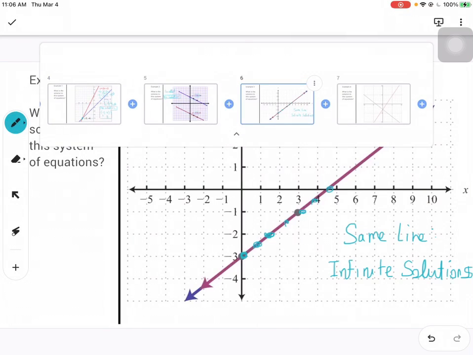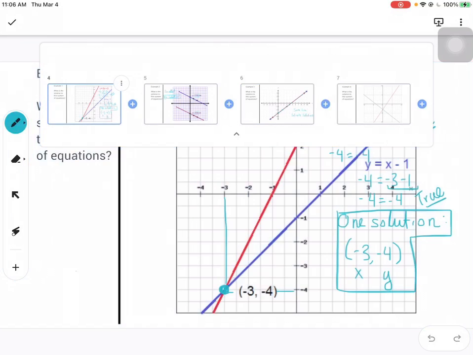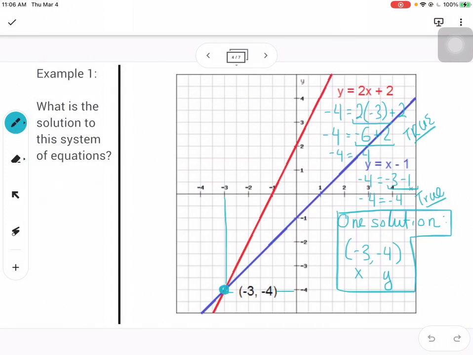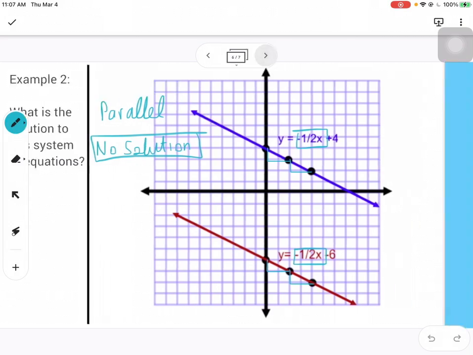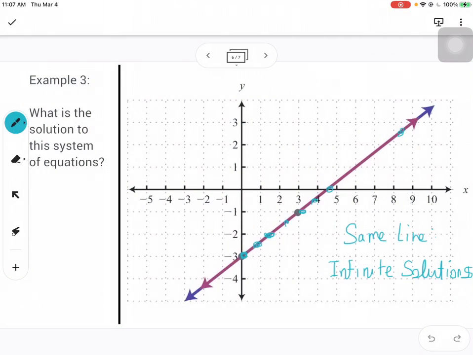So again, to summarize, when they cross each other at one point, there's one solution. When they do not cross each other at all and they have the same slope but different heights, there's no solution. And when they are the same line, there are infinite solutions.